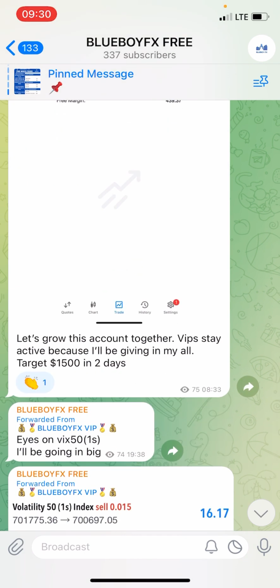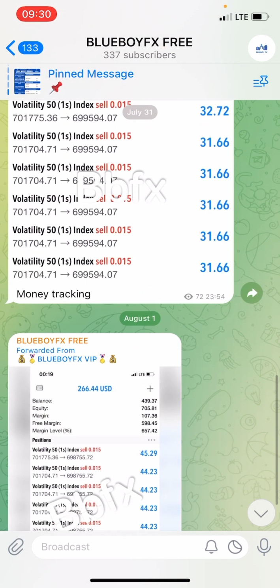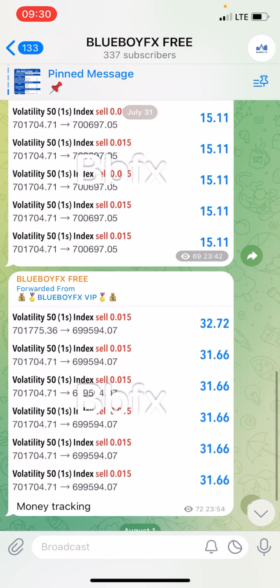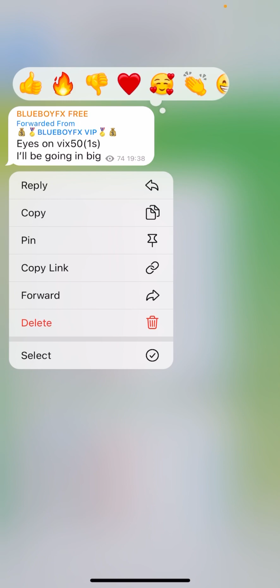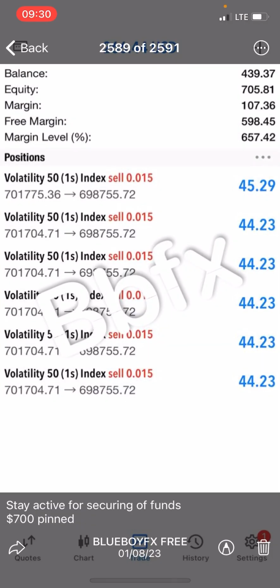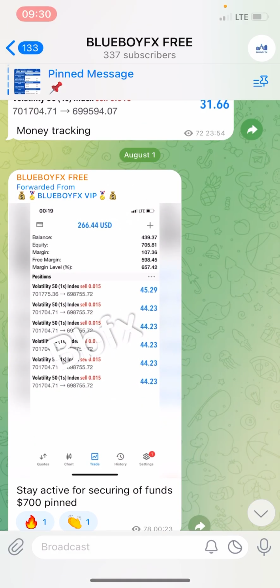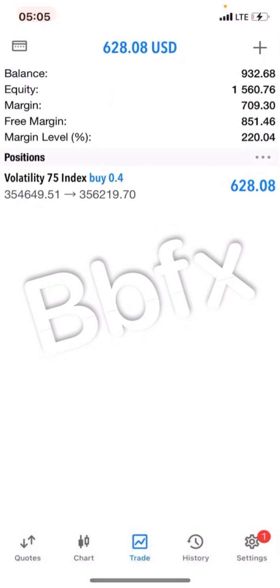I had to tell the VIPs to be active because I was going to put in my all. So after our first trade, of course, we gave the trade to the VIPs as well. I told them I had eyes on the VIX 51S. It was the VIX 51S that pulled the account up to $700. That was our first gain. Then I got into VIX 75 and we were able to grow it to $1,500.